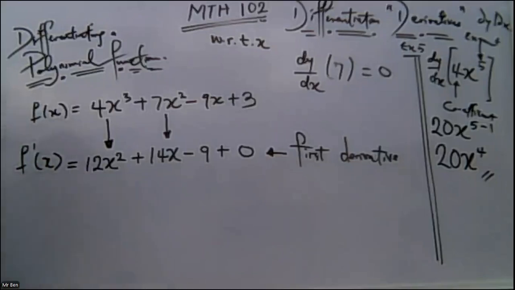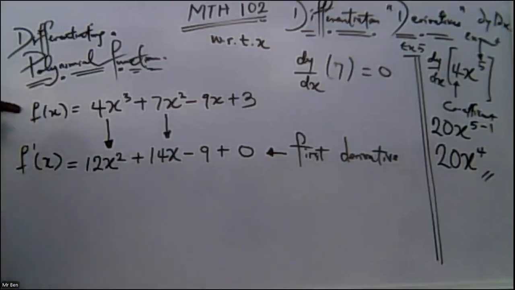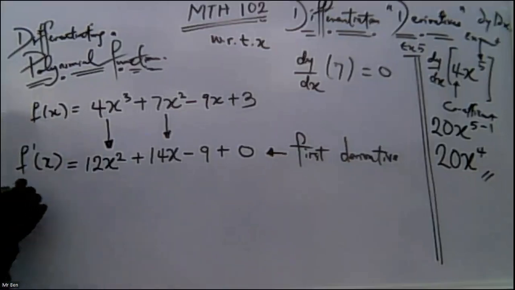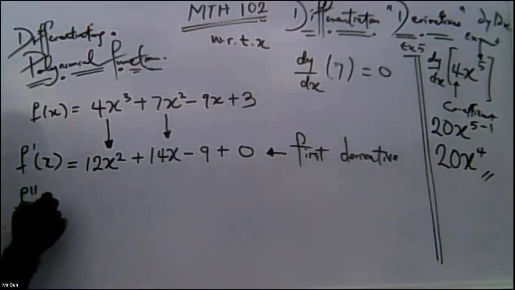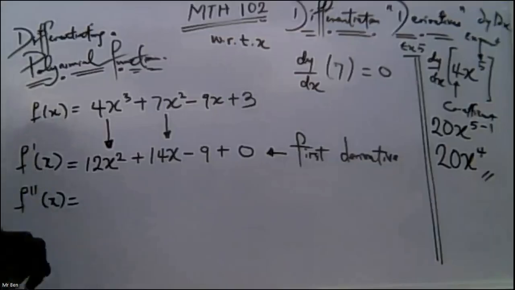If we are to find the second derivative, we are to differentiate this again. This is the original function we are given. We have differentiated it. We have gotten this. Now find the second derivative. It will now be f prime prime x. That is the second derivative. f prime x is the first derivative, f prime prime x is the second derivative. Let's find the second derivative.